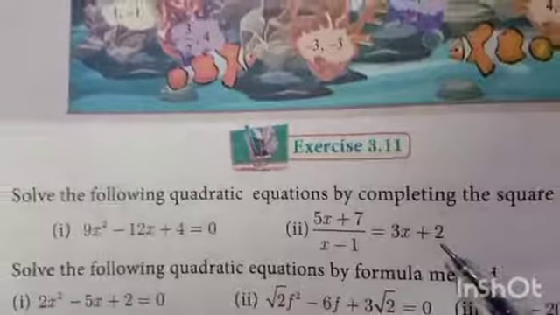Students, now we are going to solve the following quadratic equations by the completing the square method. That is 9x² - 12x + 4 = 0, and (5x + 7)/(x - 1) = 3x + 2.